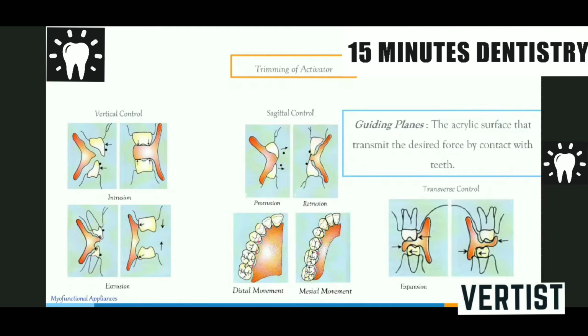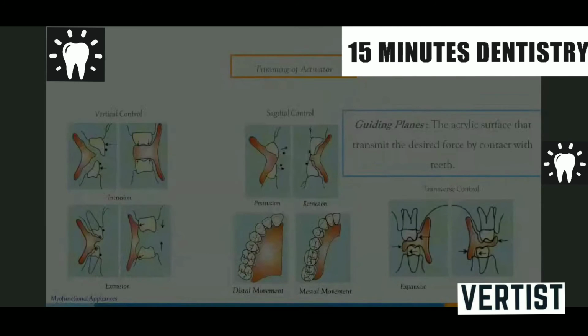If you want sagittal correction in the posterior direction, that is distal movement of the molars, then mesially the acrylic should be touching all the mesial surfaces of the molars, as you can see in the diagram. And if you need mesial movement of the molars, then all the acrylic should be touching the distal portion of the molars. So this is the way trimming of the activator is done, and the tooth movements are guided into position. In transverse control, if you want expansion of the teeth, then the buccal surface of the tooth should be free of acrylic, while the palatal surface of the teeth should be loaded with acrylic.